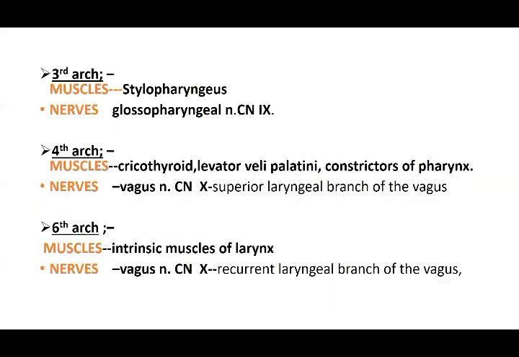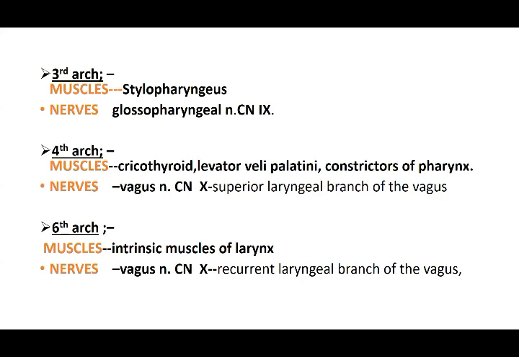Muscles of the third arch, it's just one, that is stylopharyngeus. This stylopharyngeus, the name tells you, it is related to the pharynx, and that is supplied by the glossopharyngeal nerve, that is supplying the tongue plus your pharynx. That is the ninth cranial nerve, the glossopharyngeal. So stylopharyngeus originates from this third arch, and the nerve of the third arch is your glossopharyngeal nerve.